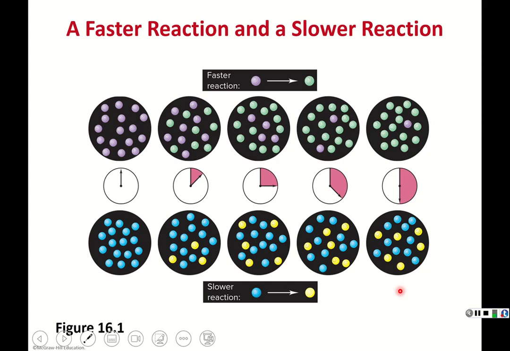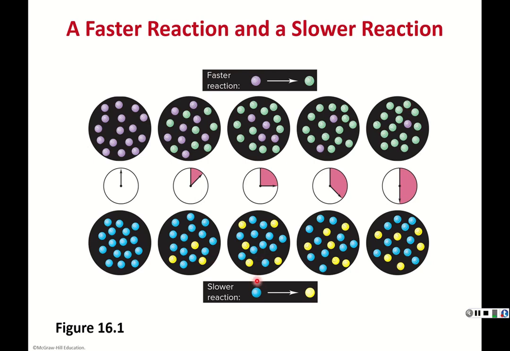So if we have a reaction on top here, it's shown as purple going to green. We start with all purple. After a certain amount of time, we have about 50-50. Okay, and then we wait the same amount of time again. Now we have even less purple. And then by a certain time, there's almost no purple left.